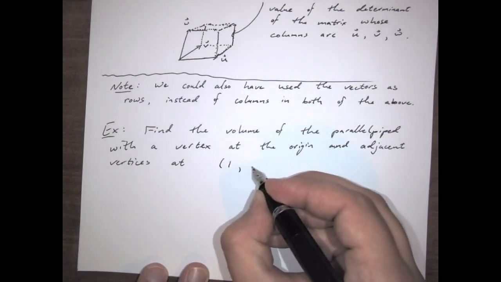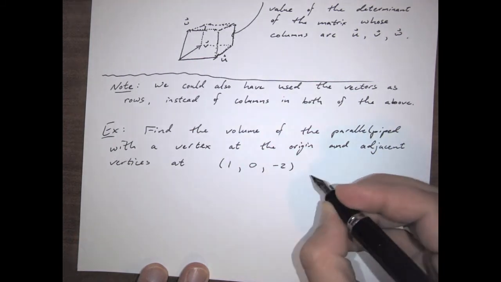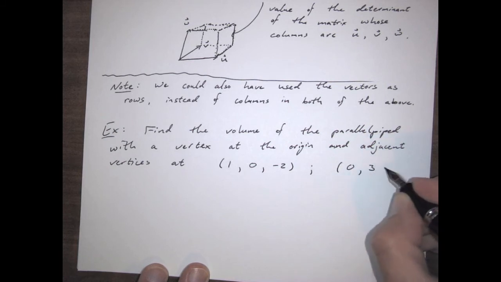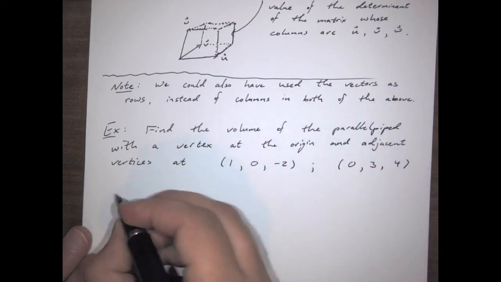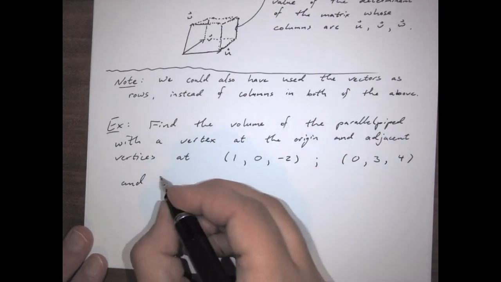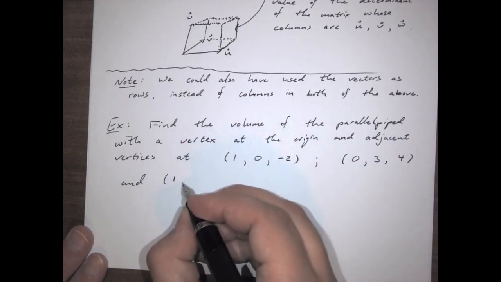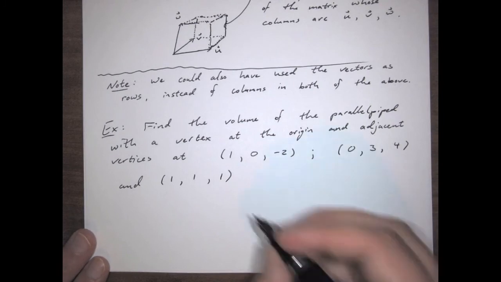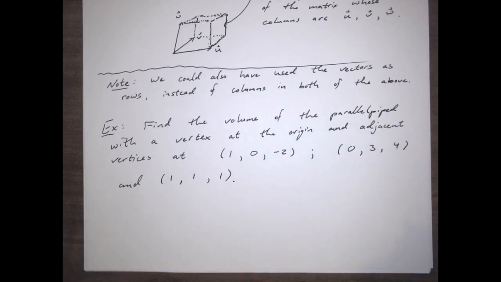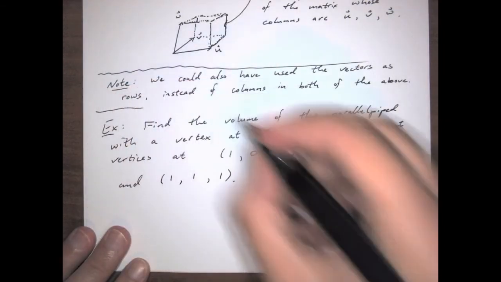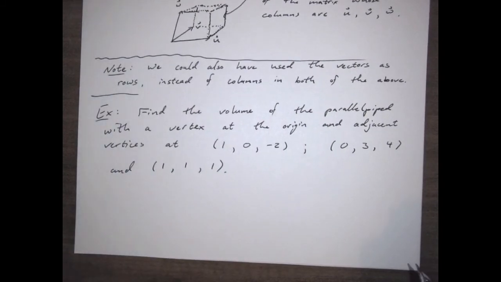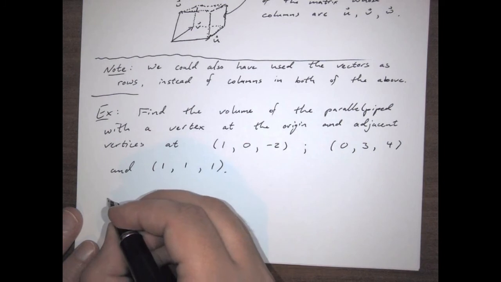Say 1, 0, -2, 0, 3, 4, and 1, 1, 1. So in other words, it's giving us 3 points in 3 space, and it's just up to us to find the volume of the associated parallelepiped, and there's no point even in trying to draw this because it's too time consuming. We can just cut to the chase.